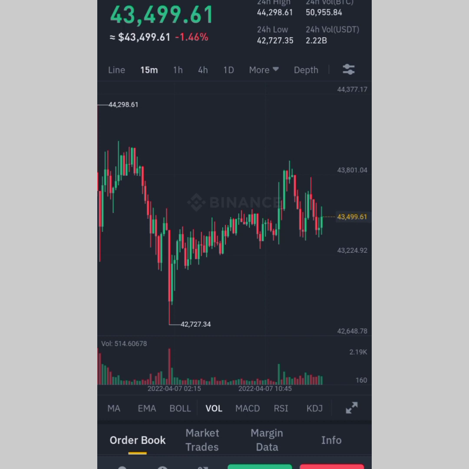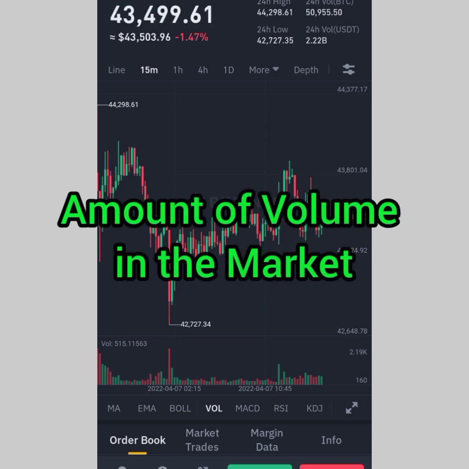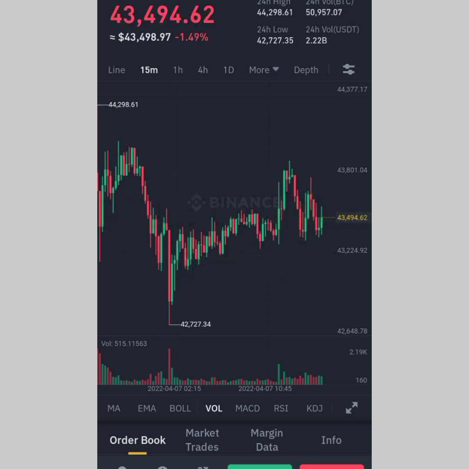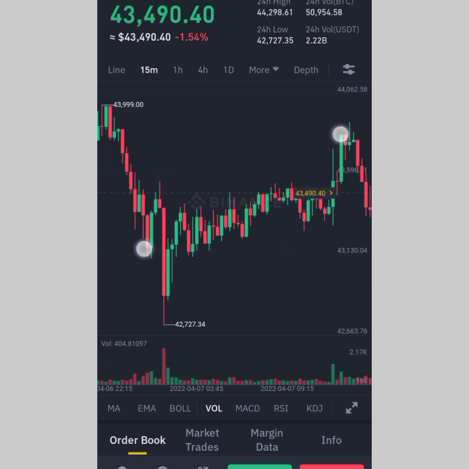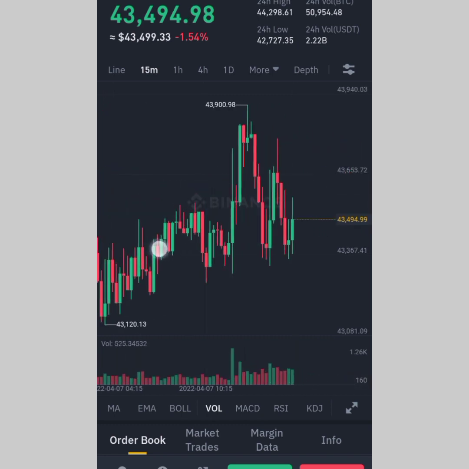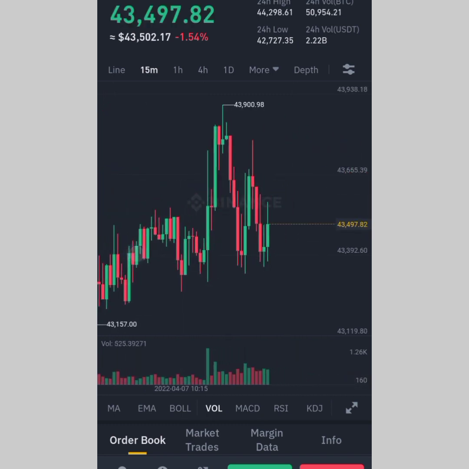So the volume indicator, what does it tell you? It tells you the amount of volume in the market as at when you are trading. It depends on the time frame though. We're on the 15 minutes time frame right now, and let me zoom this a little bit. You can see here the volume section, what it's telling you.